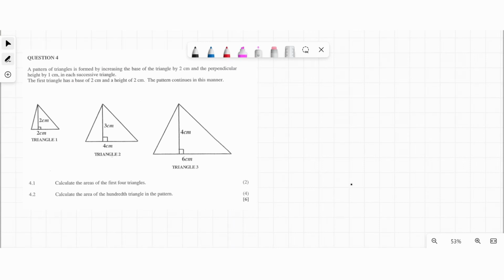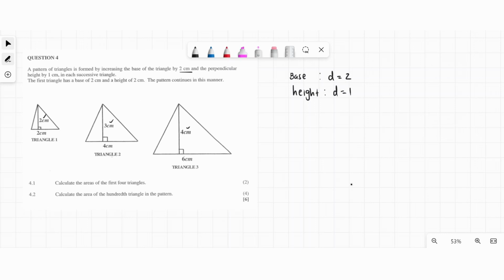It says a pattern of triangle is formed by increasing the base by 2 centimeters. So we know the fact that the difference of the base, because it keeps on increasing by 2 centimeters, D for the base, right? The difference is going to be what? The difference is equals to 2, because it increases by 2. And the perpendicular height by 1. So we know the fact that the height is increased by what? It's increased by 1. So the difference here is going to be 1, in a successive triangle, right?